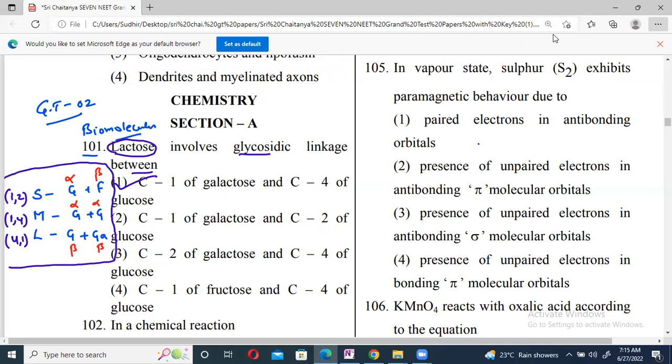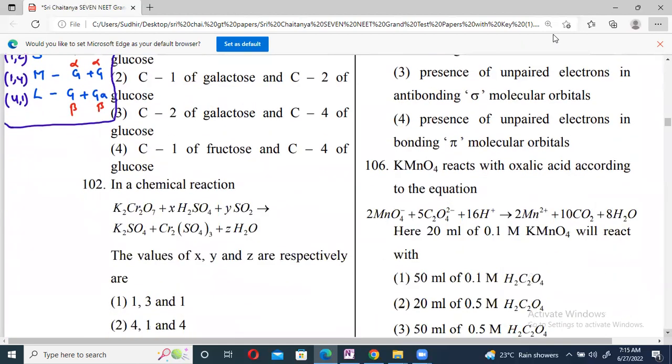This is a small trick which I have given for you. Definitely it will be helpful for everyone in your final NEET exam. S stands for sucrose, M is maltose, L is lactose. SML, GF, GG, GGA, alpha beta, alpha alpha, beta beta, 1 2, 1 4, 4 1. Right? Now come to the second example.